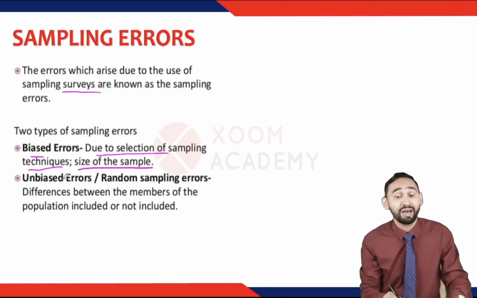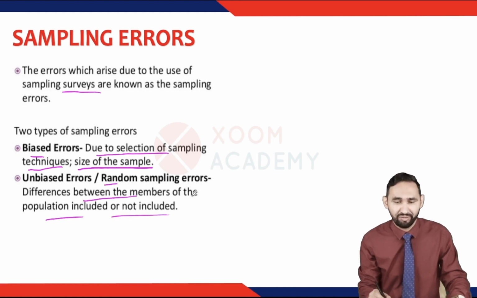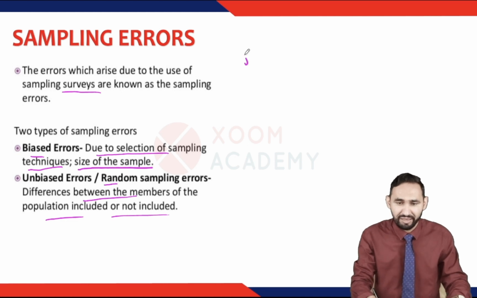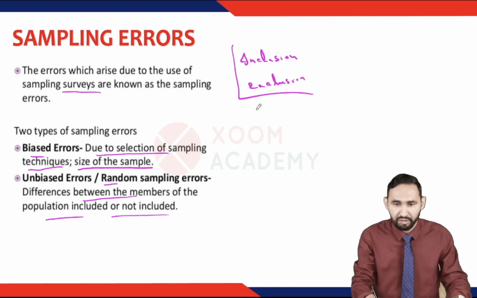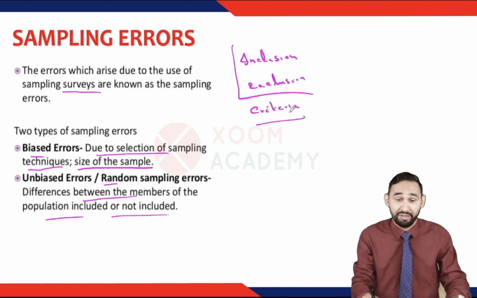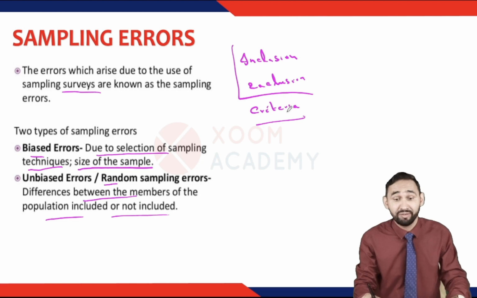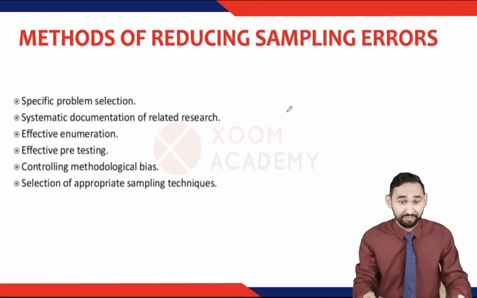And there are unbiased and random sampling errors. These come from differences between the members of the population included and not included. Remember, there is inclusion criteria and there is exclusion criteria. We must draw inclusion and exclusion criteria very carefully because error may arise during random sampling technique.